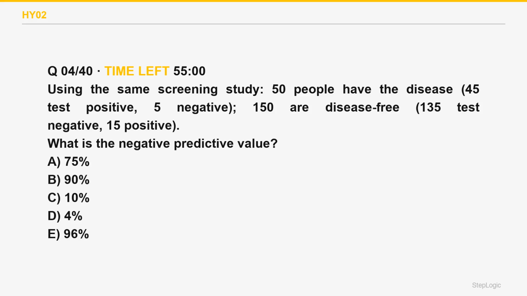What is the negative predictive value? Using the same screening study, 50 people had the disease, 45 test positive, 5 negative. 150 are disease-free, 135 test negative, 15 positive. Read the command, negative predictive value. Of everyone who tests negative, how many are truly disease-free?